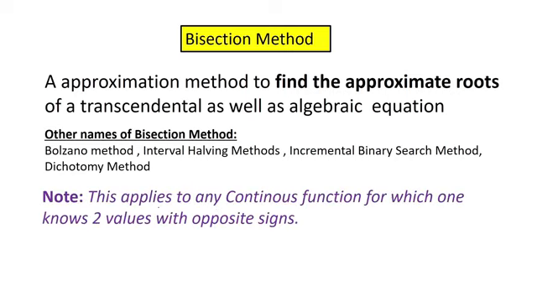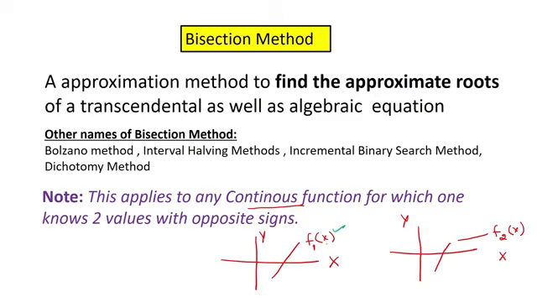Now there is a note that you can see here. The bisection method applies to any continuous function for which we know two values with opposite sign. What that means, we will see later in the video, but we should know what a continuous function is. Just to recall, this f1(x) is a continuous function, but this f2(x) is not a continuous function.